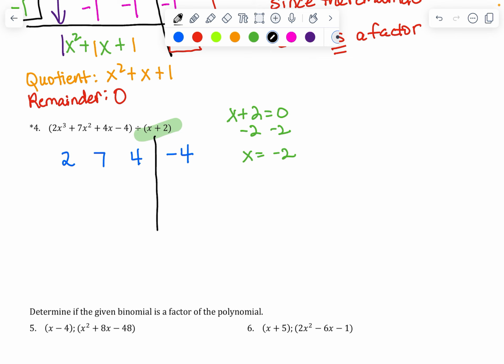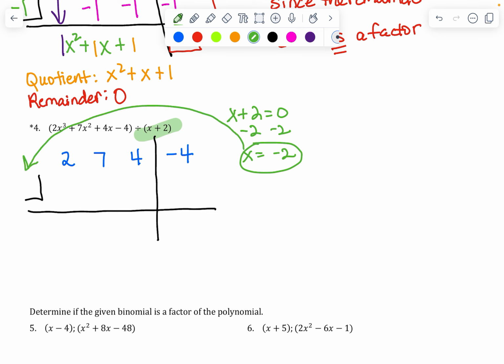Draw your lines. Draw your half box. Remember, this goes in your half box, negative 2. You will bring down the first one. Okay, now you're going to multiply. Negative 2 times 2 is a negative 4. Now you're going to add. 7 plus a negative 4 is a 3.